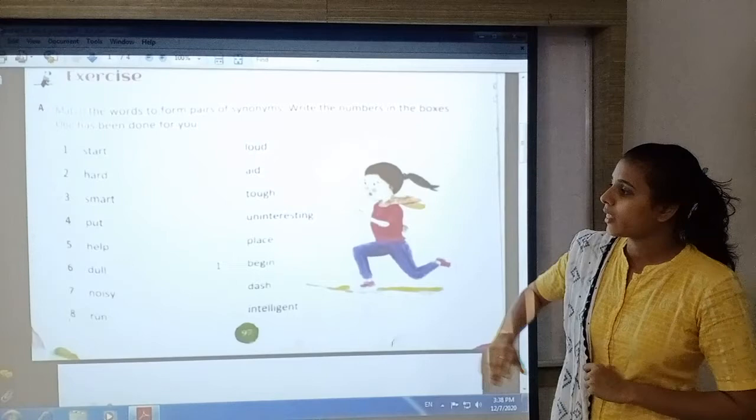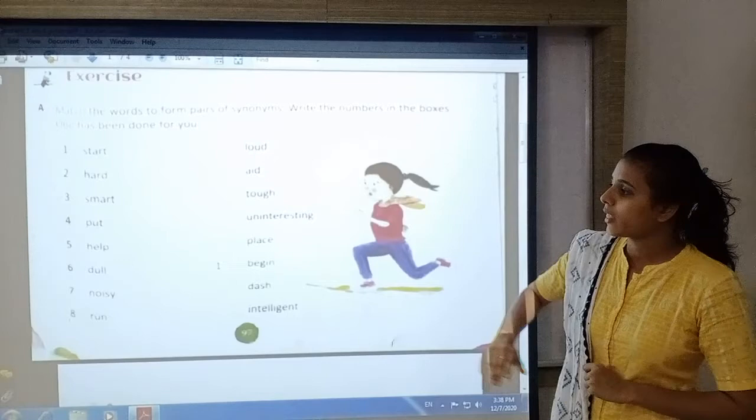Second, hard, difficult, tough. Let us see the synonym of it. Here you can see tough. So, tough is similar to hard. So, we will pair tough with hard. Next is smart. Smart means clever, intelligent. So, let us see where is intelligent here. Intelligent is given, so we will match intelligent with smart, and we will make a pair of it.